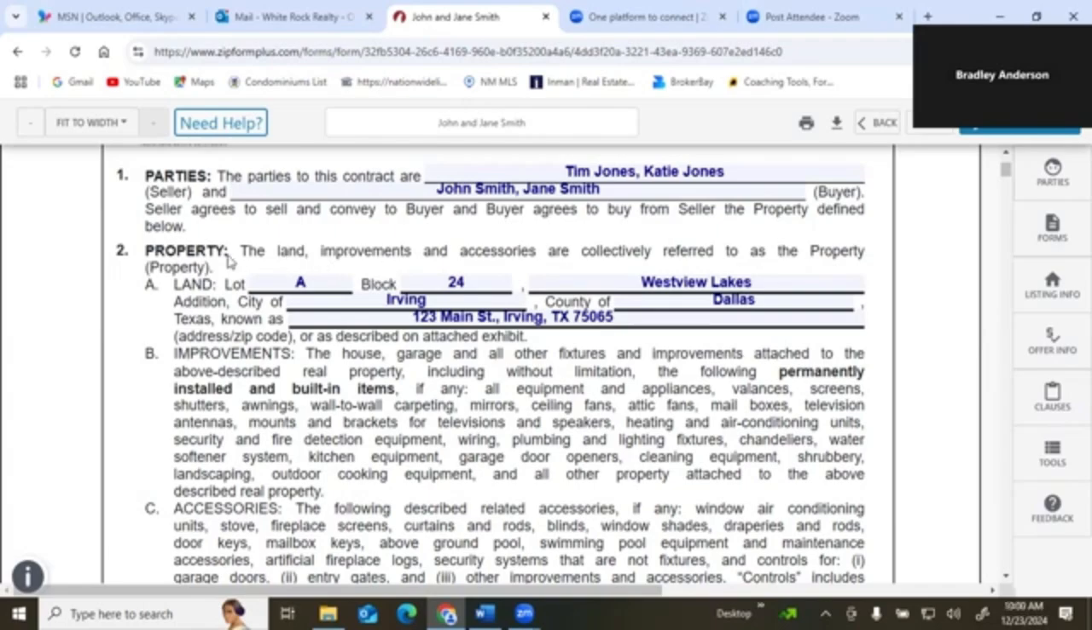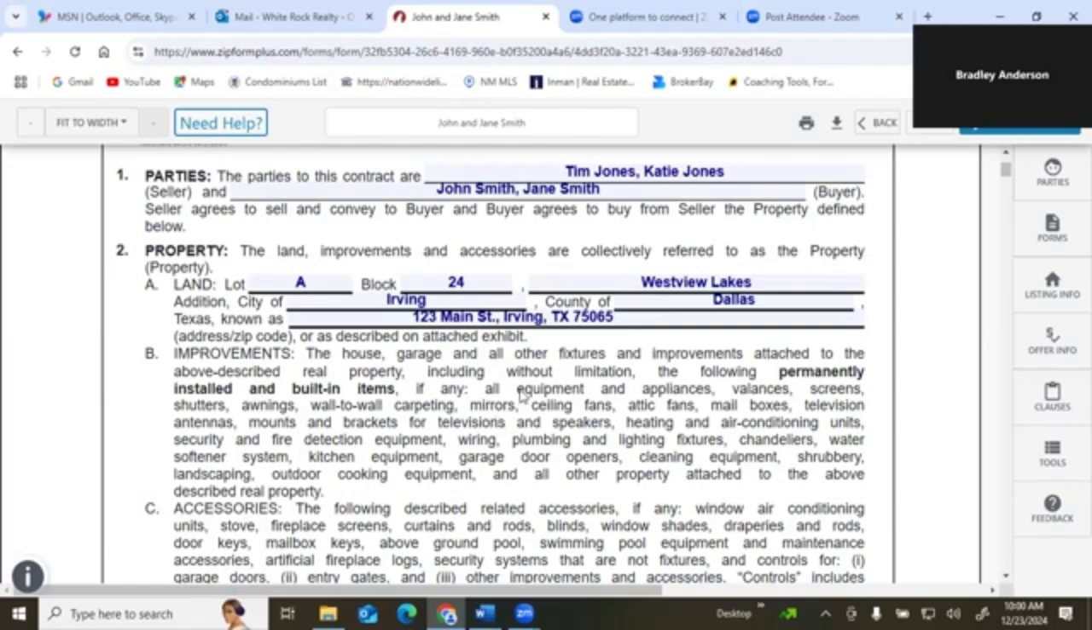So paragraph 2 is going to be the property. That's the physical home on the land. And then it says improvements, the house, garage, and all other fixtures. So fixtures is something that's nailed down, right? And improvements attached. That's the key word, attached to the above described real property, including without limitation the following: permanently installed and built-in items. So listen, if anything in any of these contracts is bolded or underlined, the commission thinks it's a big deal to know. All right, permanently installed and built-in items, if any.